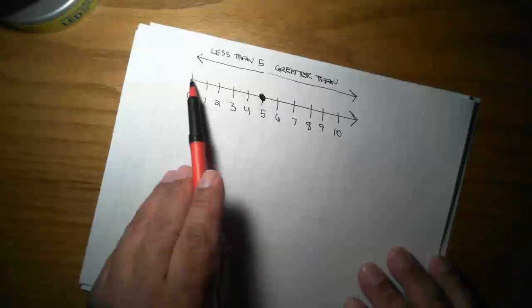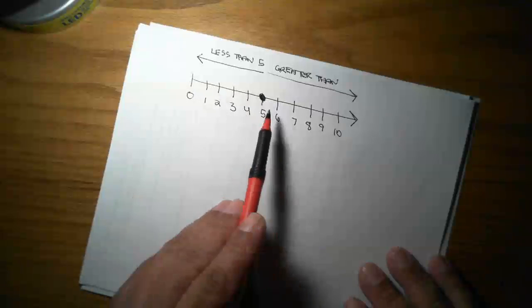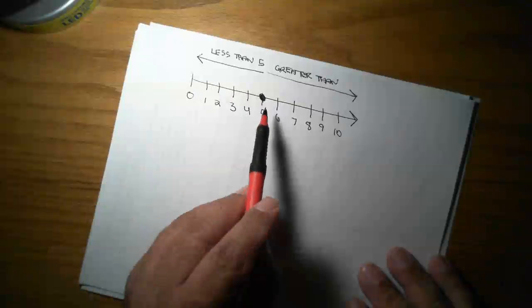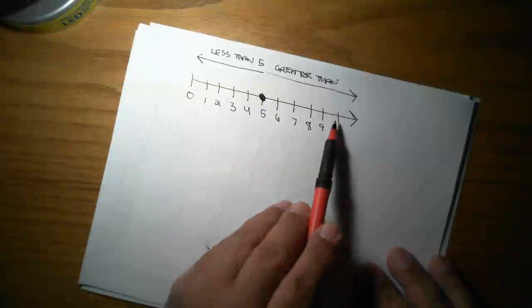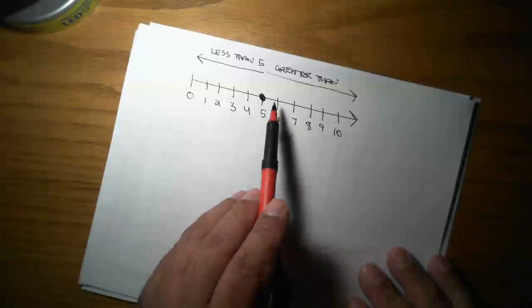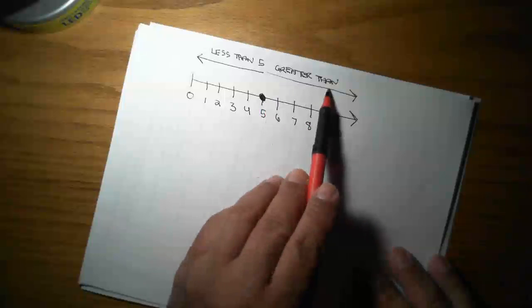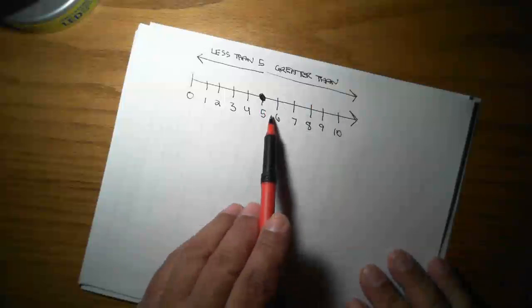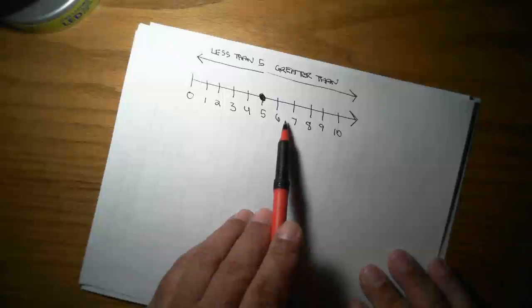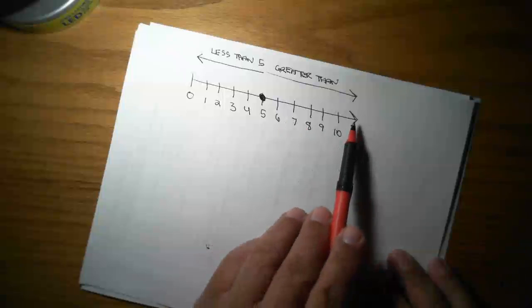So if everything to the left of the number 5 is less than, we can also say that everything that is to the right of the 5 on the number line is greater than. 6 is greater than 5. 7 is greater than 5. 8 is greater than 5. And so on, and so on, and so on.